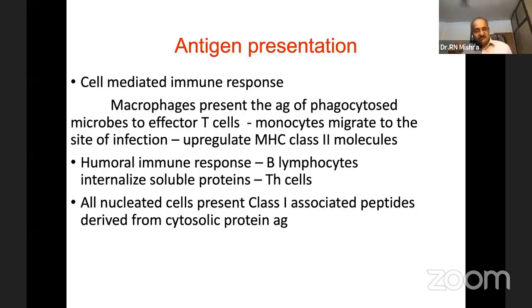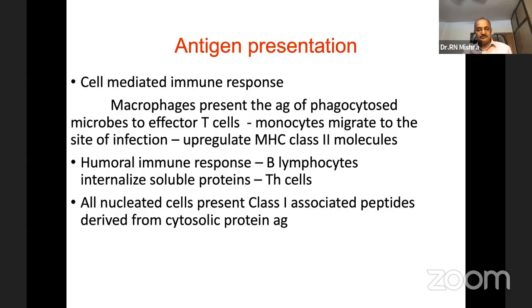The T cells cannot see antigens directly. The cell has to take up the microbe, digest it, and present it through a class 2 or class 1 molecule to the T cell. Class 1 is presented to the CD8 T cell, the cytotoxic cell, and class 2 to the helper T cell, CD4. In the humoral response, the B lymphocyte internalizes soluble protein and presents antigen to the T helper cell. So the B cell can also be an antigen presenting cell.